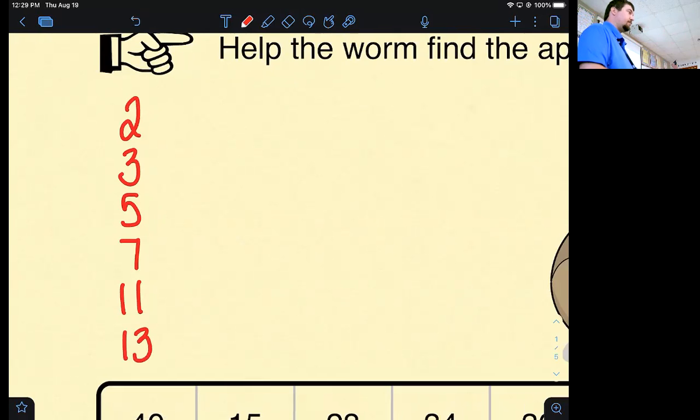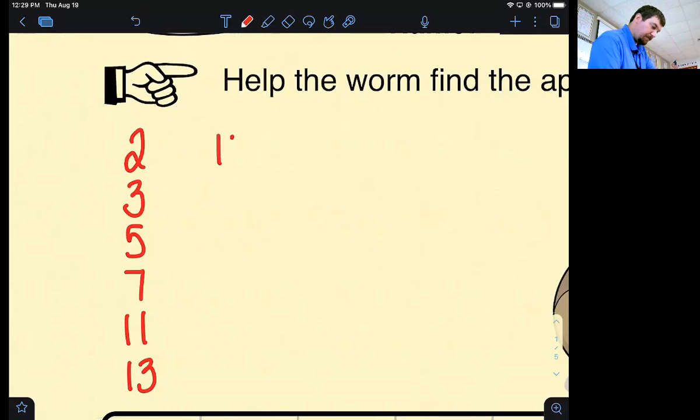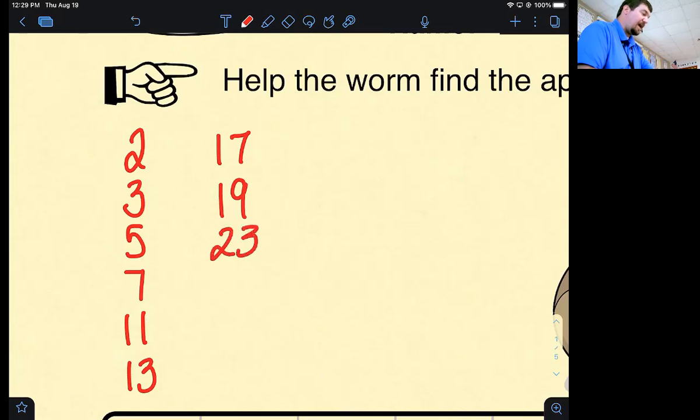15? 5 can go into it, right? So it's not just 1 and 15, it's 5 and 3 as well. So what about 17? Yep, 17 is prime. 19? It's prime. 21? Why not? 3 times 7, that's right. 21 is not prime. What about 23? 23 is prime. That's right.